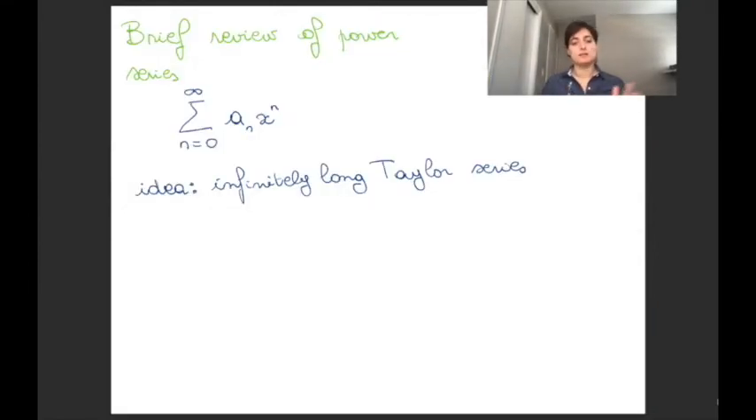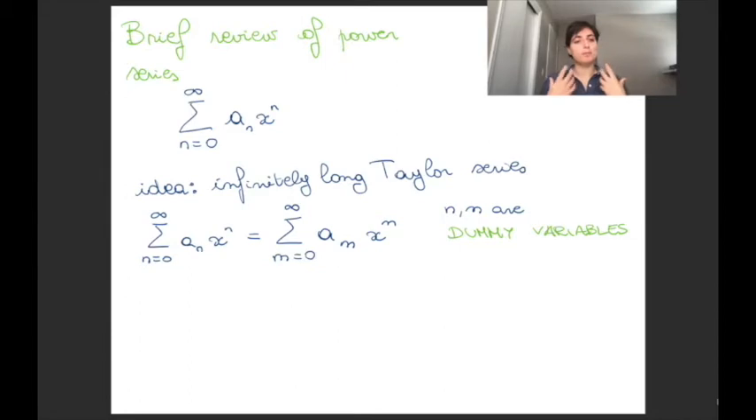A power series is something in the form sum from n going from 0 to infinity of a_n x to the n. You want to think about this as an infinitely long Taylor series. So locally, it gives you information about how a function is behaving.